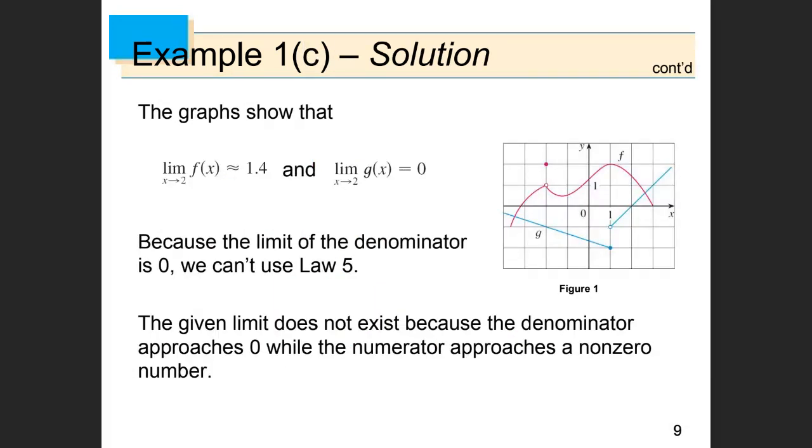So you can see here, we say that the top one is approximately 1.4. In my test, I will not give you stuff you have to approximate. It will be something that you can read off without giving me decimals. And look at g, the bottom one here, 0, which causes a lot of problems. It means that you cannot use law 5. You cannot use the quotient law because you can't divide by 0.